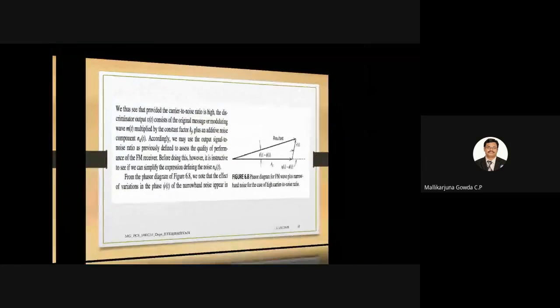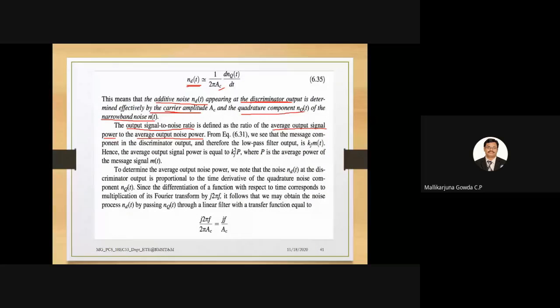Similarly, the average power of the noise. I think we'll write it here only. So what I wanted to say is, the first term, the discriminator output will have K_f into m(t). So the average output signal power: I represent the average power of m(t) by the letter P, so it will be K squared into P. K squared into P is the average output signal power.